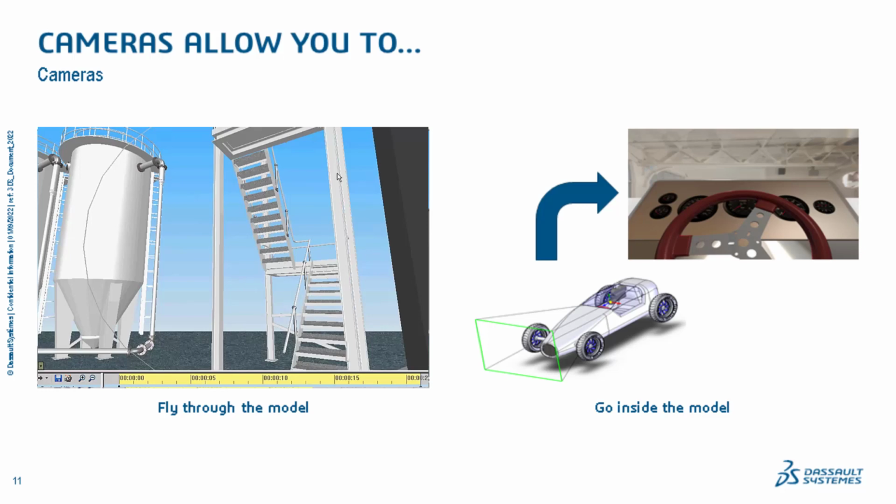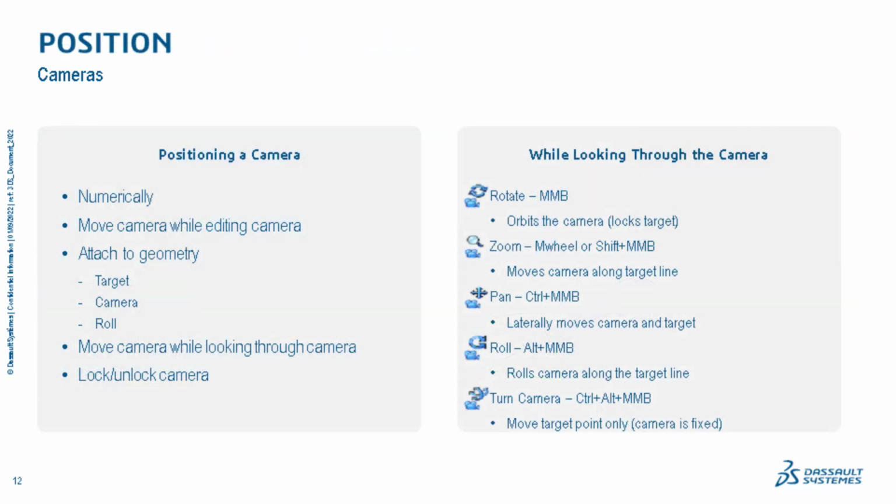So we have the camera inside of that car, and I used PhotoView 360 to render from inside that car. There are many controls for positioning a camera. You can numerically define its position in XYZ space. You can move a camera while editing the camera.